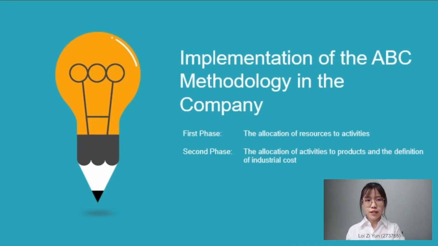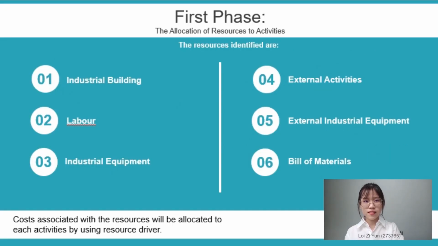Implementation of the ABC methodology in the company is divided into two phases. I will present the first phase, which is the allocation of resources to activities. In the first phase, the work began with the identification of the main, secondary, and also the external activities that are involved in the production of coffee capsules.